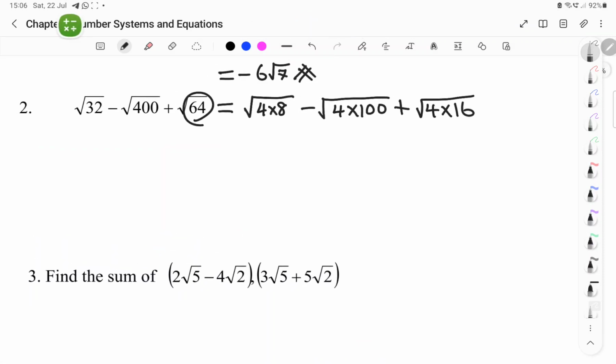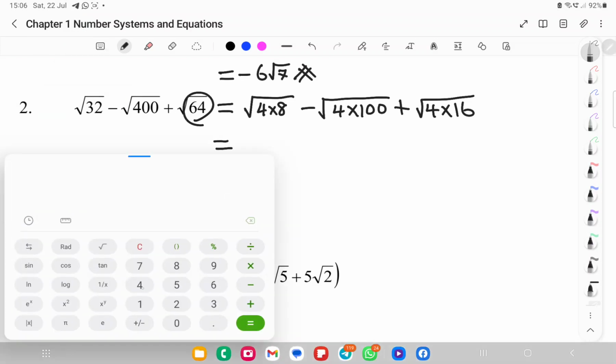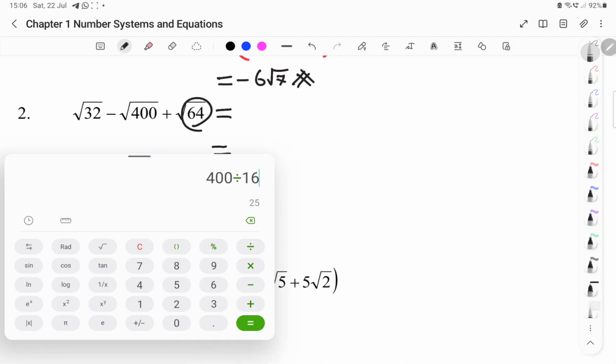Now we already take out the 4 in each of them. So what we can do, cannot do much. Can? Try lah. Okay, we try our best. 32 to 16. 16. 400 divide by 16, can? Oh, can. Okay, so I was wrong lah.